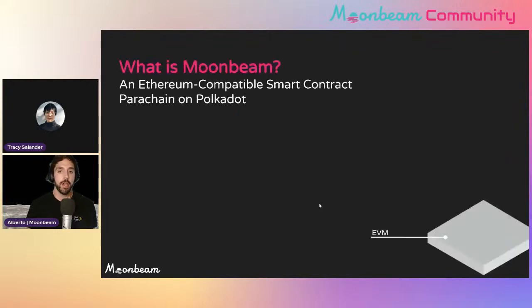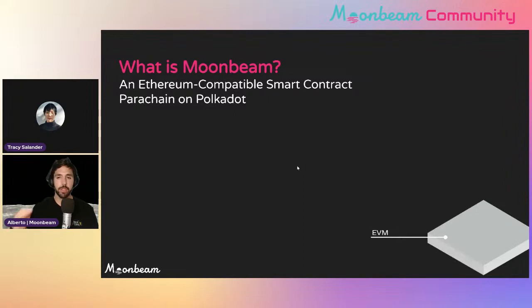Moonbeam is one of these parachains, and its focus is to provide an Ethereum compatible smart contract platform for Polkadot and beyond, right? And as with any EVM compatible blockchain, the base layer for that is to have an EVM. An EVM is this virtual machine that is able to grab smart contracts, grab transactions, apply the transactions to the smart contracts, and calculate a new state of the blockchain that we're actually talking about.